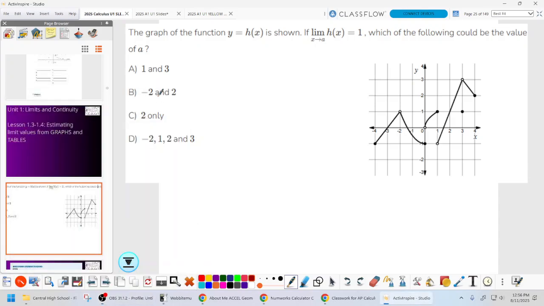So we have some function h, and it says the limit of this function as x approaches a random number a is 1. So which of the following could be the value?